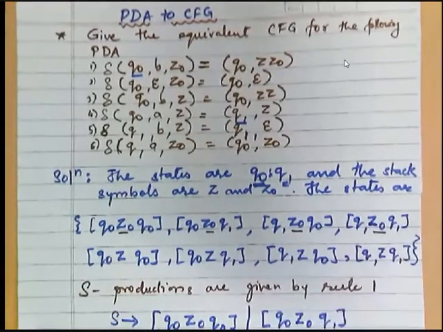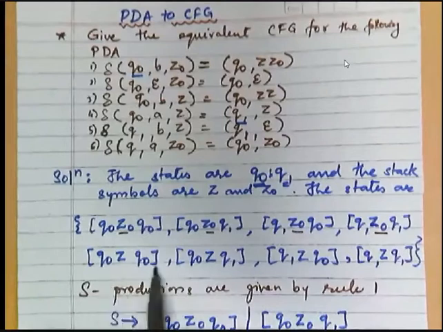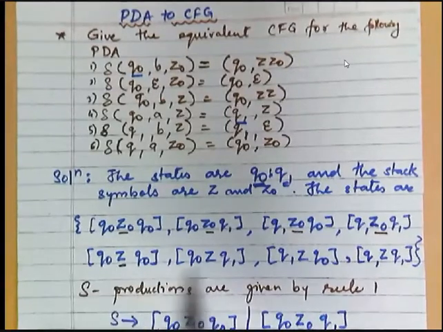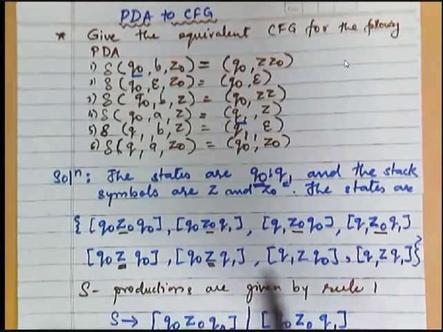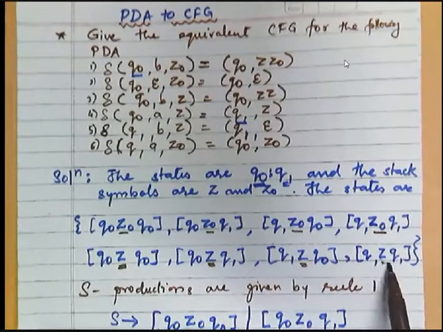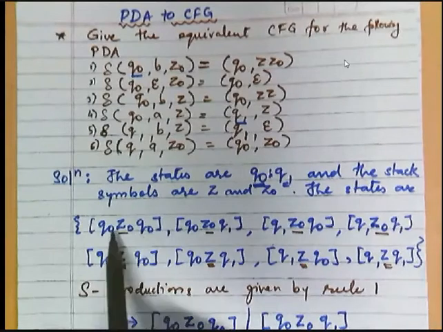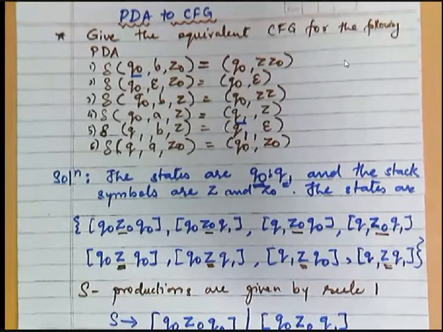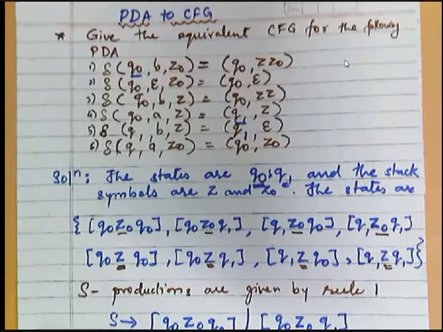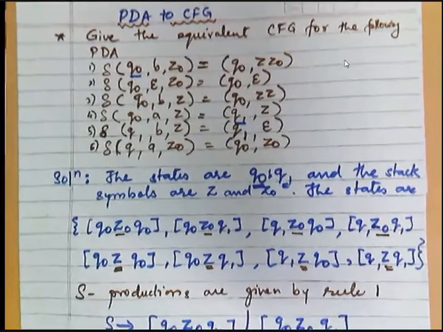Now the same set of combinations will be there for this Z. Only that difference is there, otherwise you will have the same combinations of Q0 and Q1. So likewise we can say that these many states are possible in the generated grammar, for the given PDA.